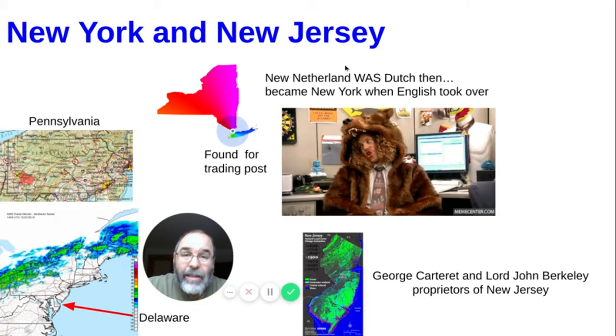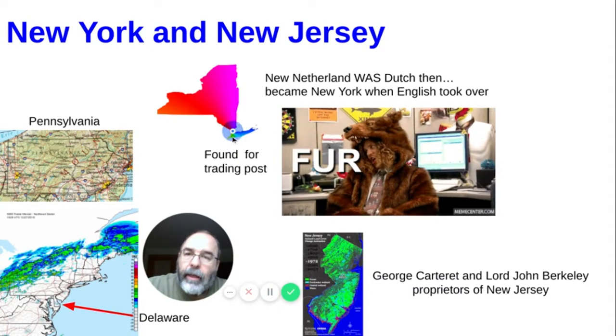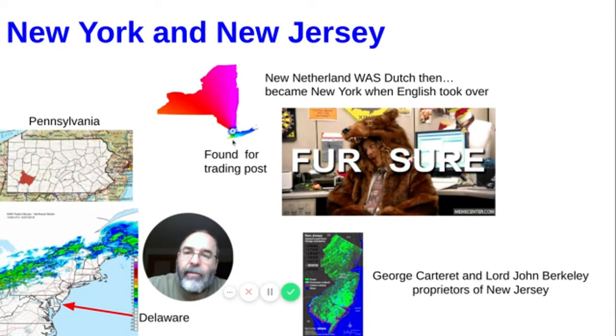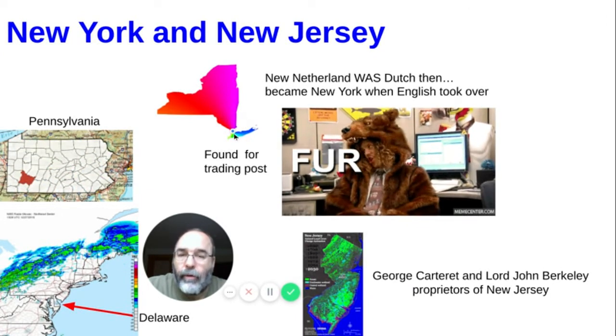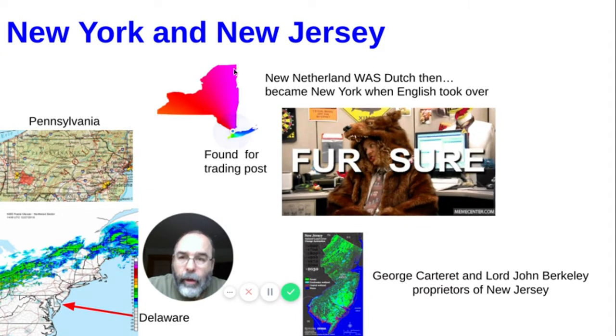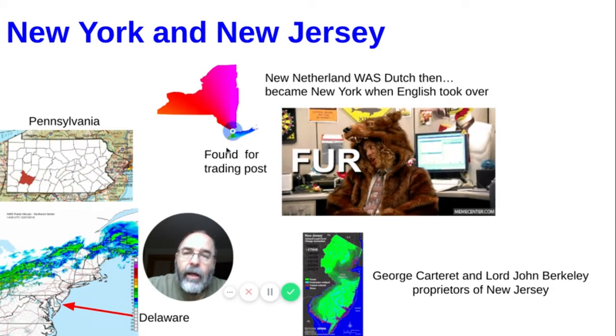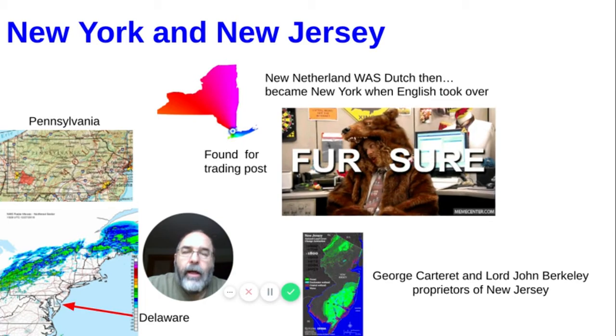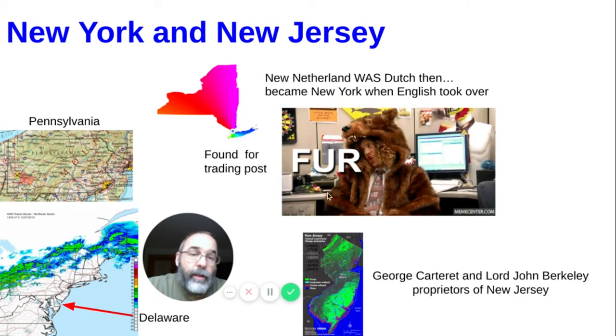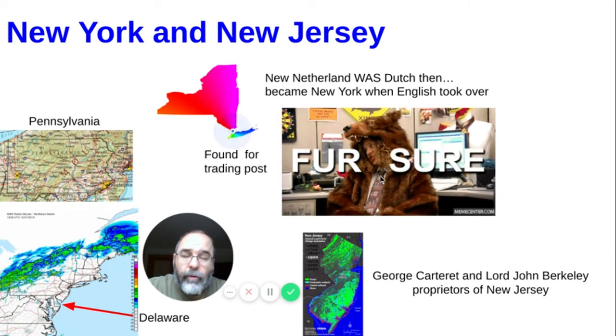We rename it New York, and we rename the main city of New Amsterdam. We name that New York City. So, New York colony and New York City originally started with the Dutch because they wanted to trade fur. They were just set up for trading fur.